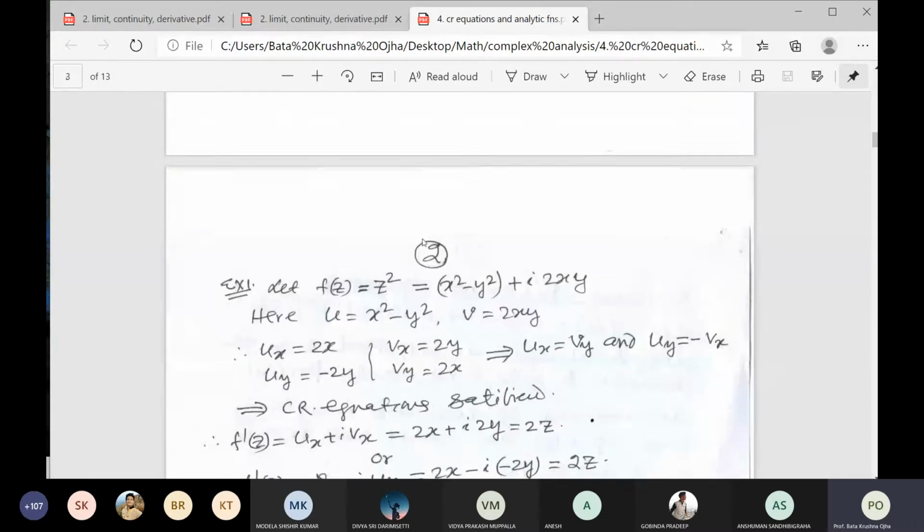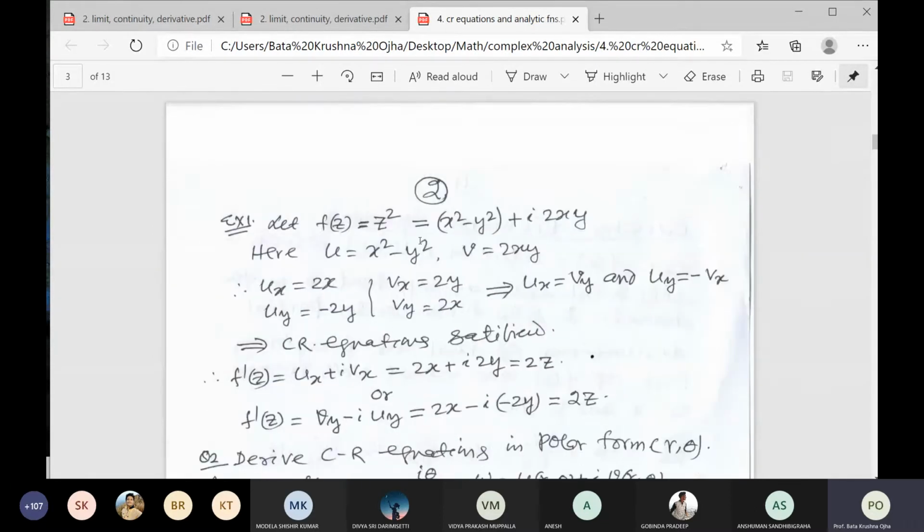So equating real and imaginary parts, that is (x plus iy) whole square is equal to x square minus y square plus i 2xy. I am taking the bracket here because this is the real part. So u is equal to x square minus y square and v is equal to 2xy. Now you take the partial derivative. Please, if you have a notebook, find out the partial derivatives of u with respect to x, y, and v with respect to x and y. Please check whether the CR equation is satisfied or not.